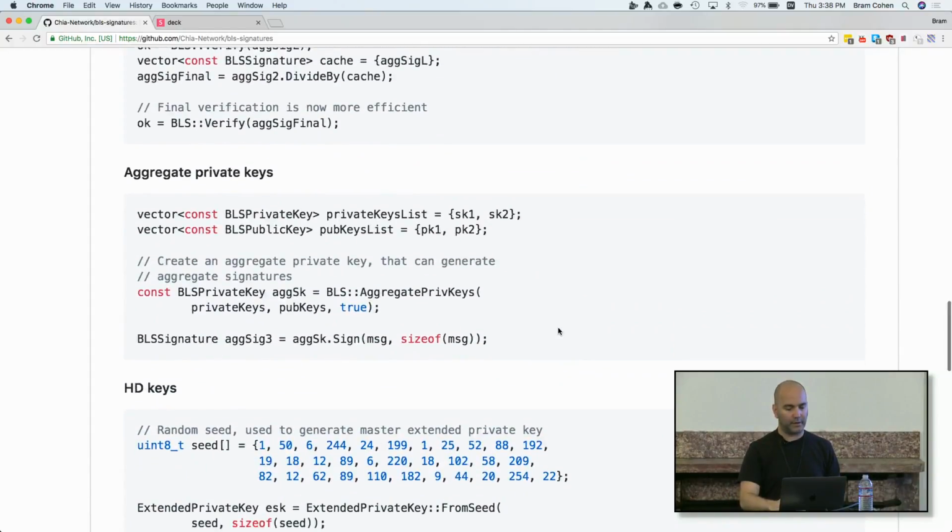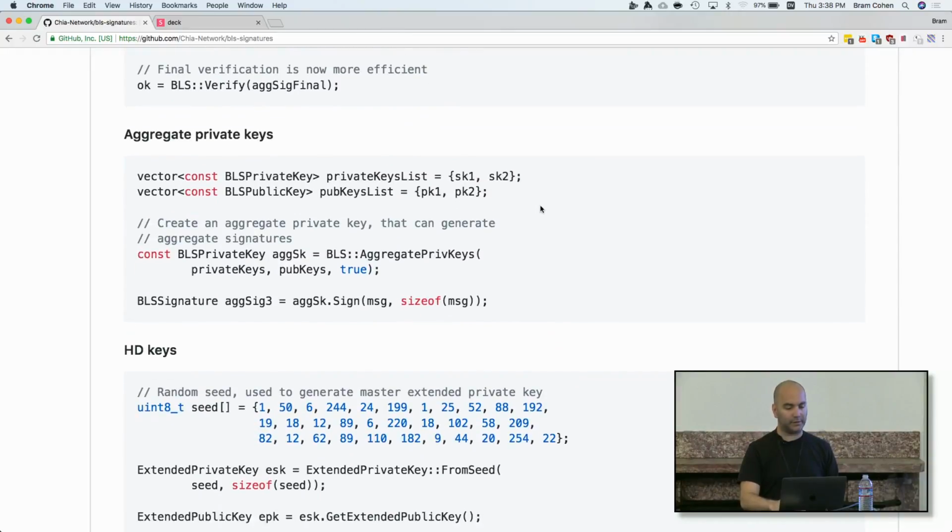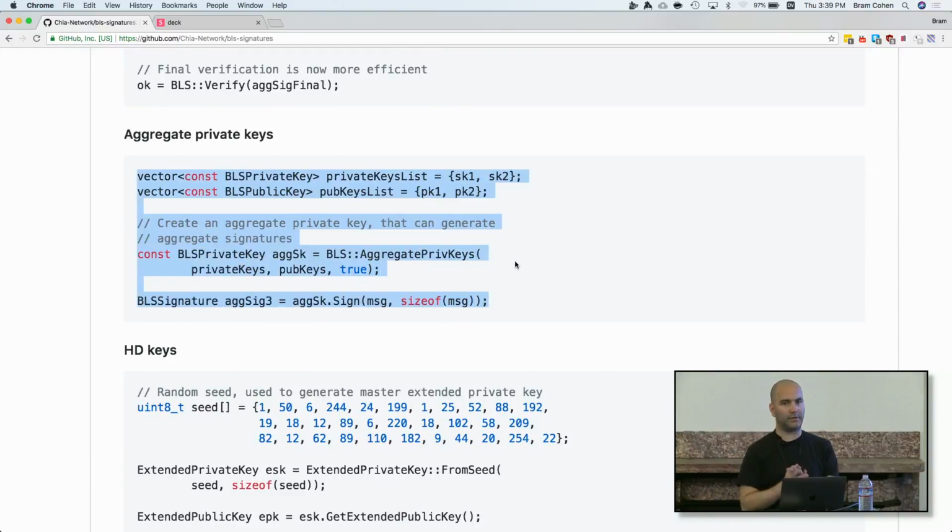Another little trick here is that the private keys in that n of n thing that I said, the private keys aggregate as well. If you aggregated the private keys and then signed directly with the aggregated private key, it would produce the aggregated public key, the aggregated signature directly.